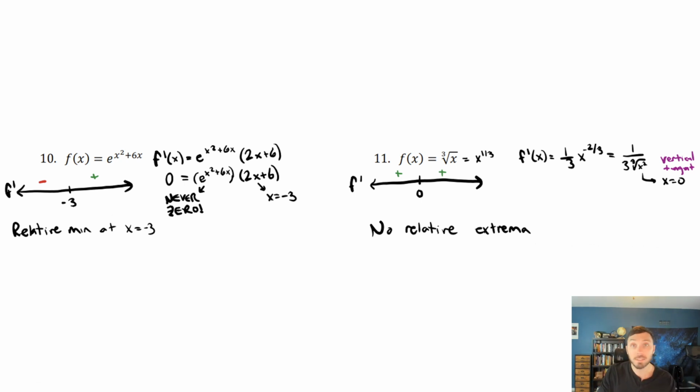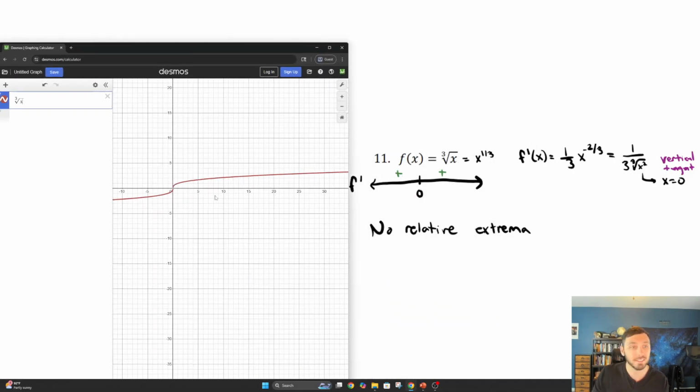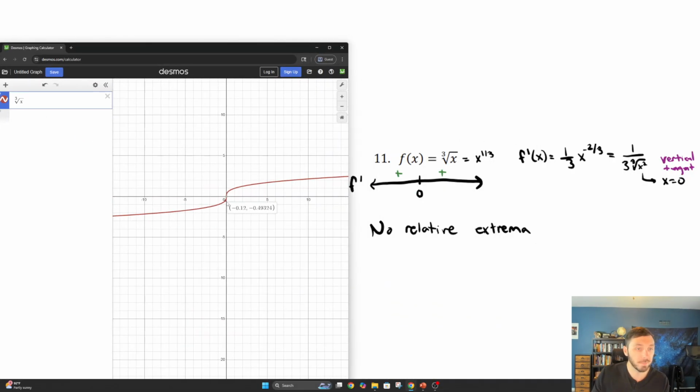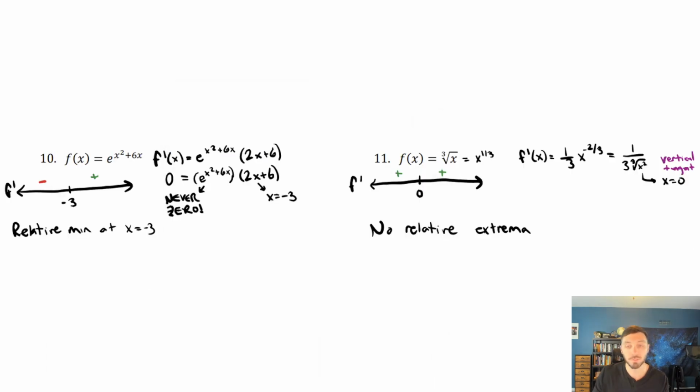Then over here, this one, it's the cube root. We talked about this. This is that Lindsay Lohan case. For some reason, I'm attributing her to that. Yeah, so this is neither a min nor a max because we go positive slope to positive slope. So no relative extrema.